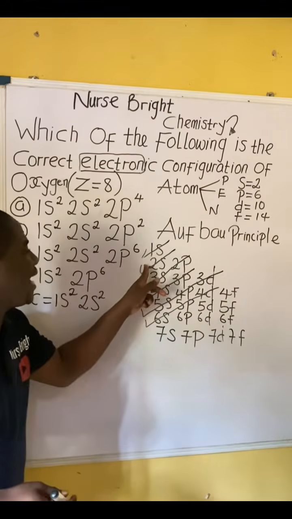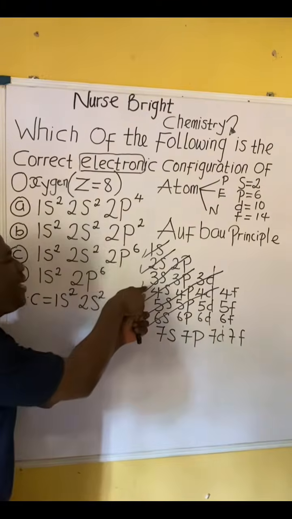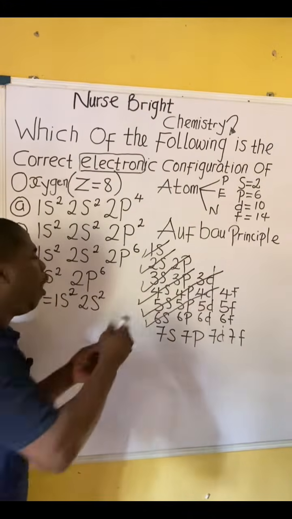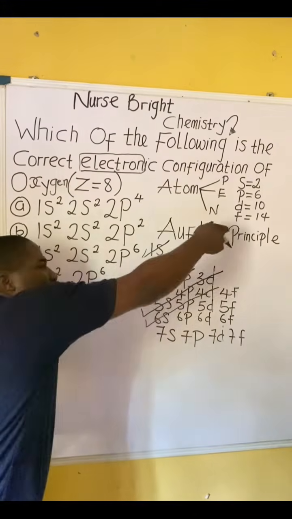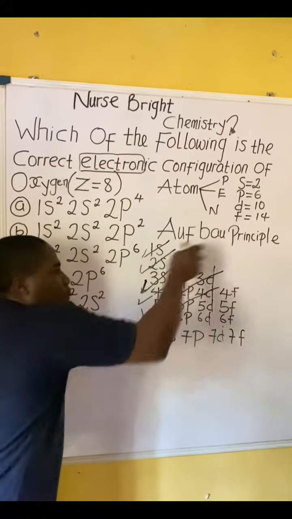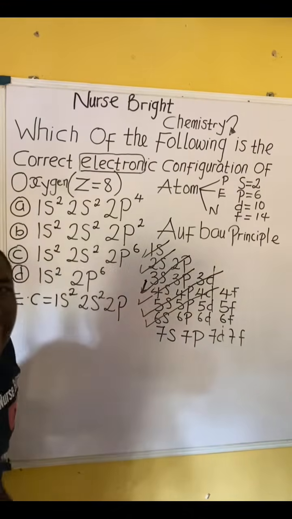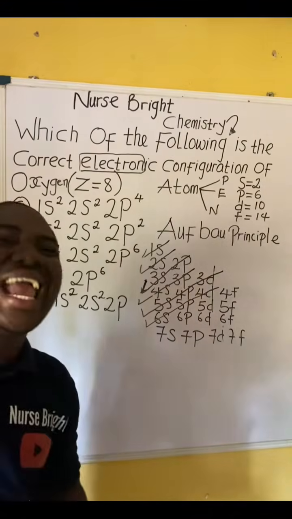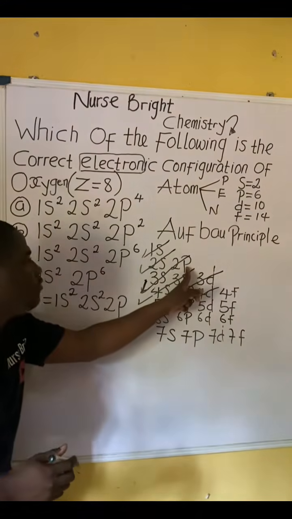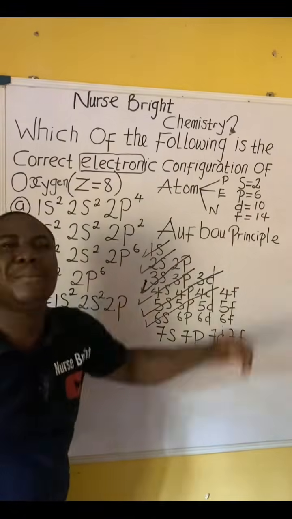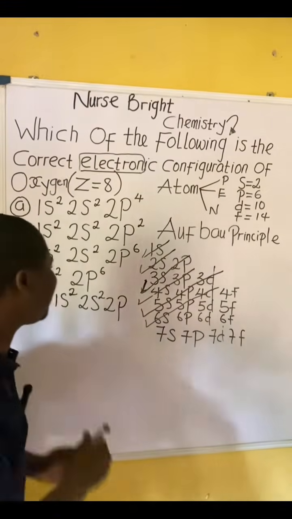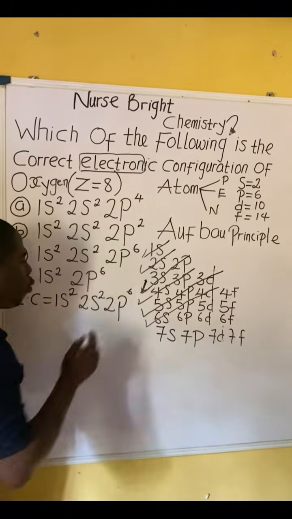So after 2s, what's the next? Should you come here? No, don't do that. Start from up now. I told you it's top to bottom. So you are coming from top to bottom. So the next is 2p. Remember, we are trying to write for 8. Moving further, 2p. For the p orbital, what was the maximum number of electrons it occupies? 6.